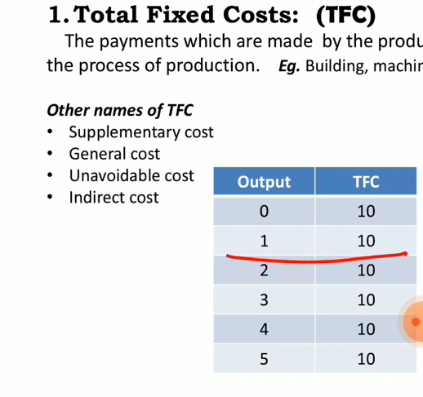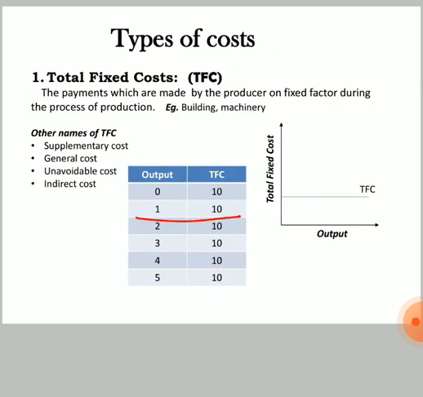You cannot avoid this. Even if you are not hiring labor or raw material and you are producing by yourself, this cost is still incurred for space, for machinery, for tools, etc. So that's why this is an unavoidable cost.